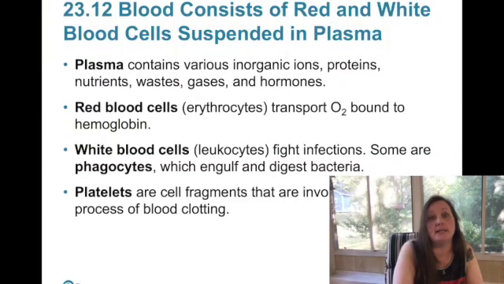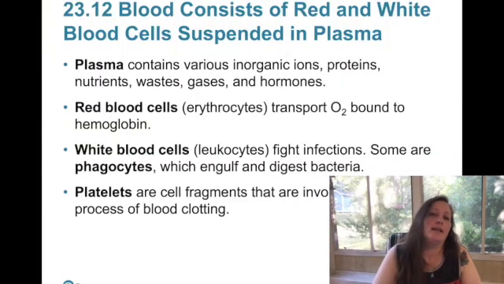Structure and function of blood. Plasma contains various inorganic ions, proteins, nutrients, wastes, gases, and hormones. We have red blood cells, and when we do this lab, I break these down where erythro means red. Cyte is cell. So this is how you can remember it's the red blood cells.